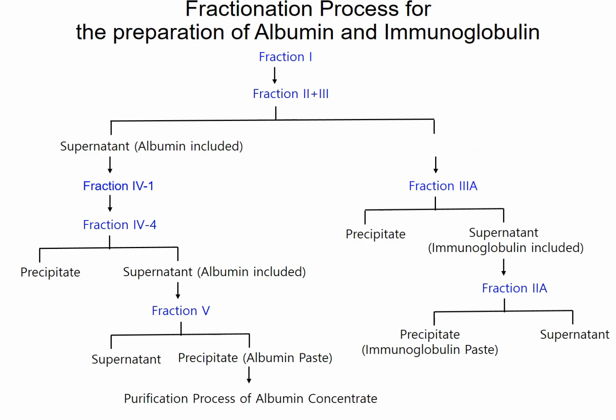The precipitate of fraction 1-2-3 is subjected to a fractionation process to prepare the immunoglobulin products. After dissolving the precipitate, fraction 3A is performed to remove the components other than immunoglobulin. And then, after going through fraction 2A, immunoglobulin paste is obtained.